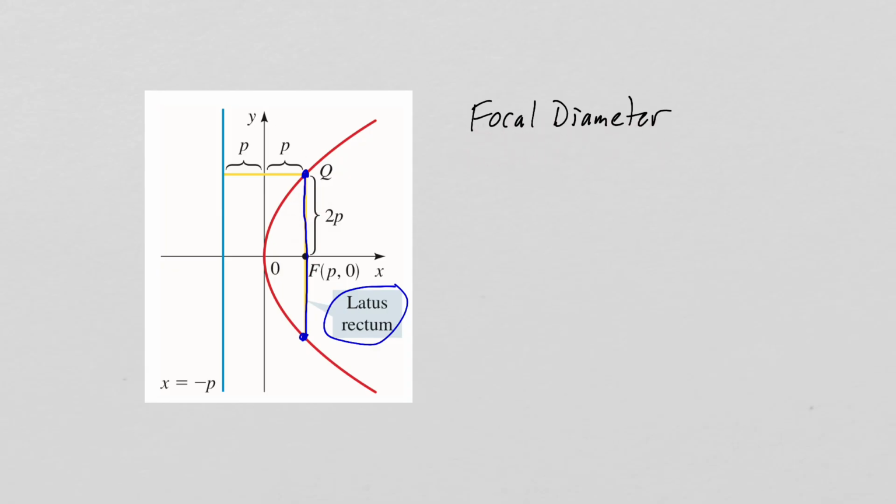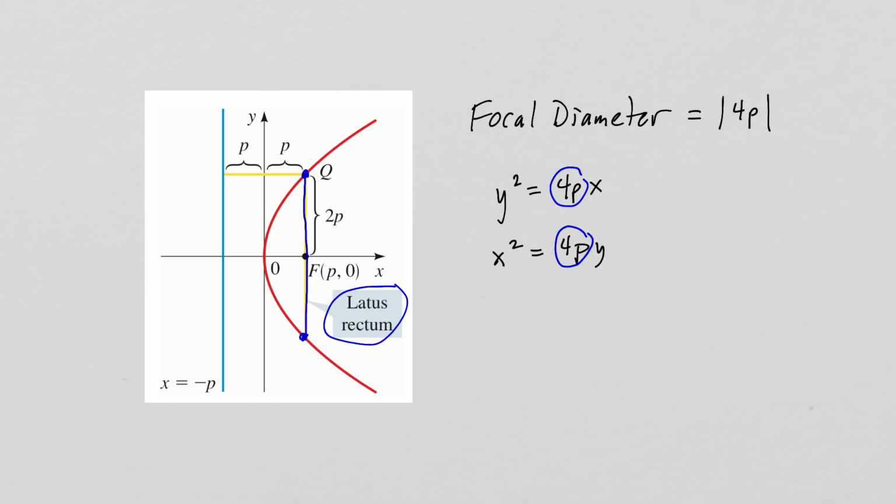And the nice thing about this is the focal diameter is always equal to the absolute value of 4p, which is really nice because when you have the equation of a parabola, either y squared equals 4px or x squared is equal to 4py, the focal diameter is just the absolute value of this number that is either in front of x or in front of y.